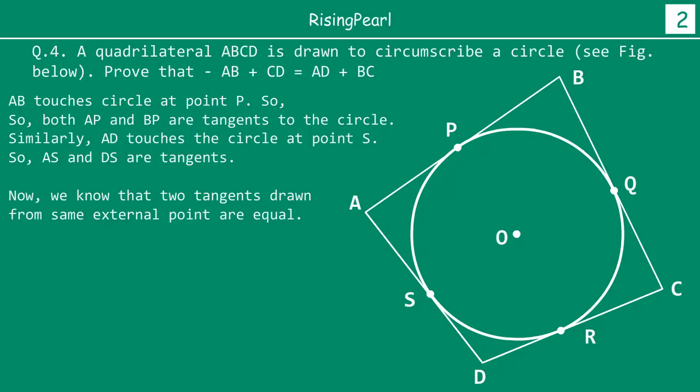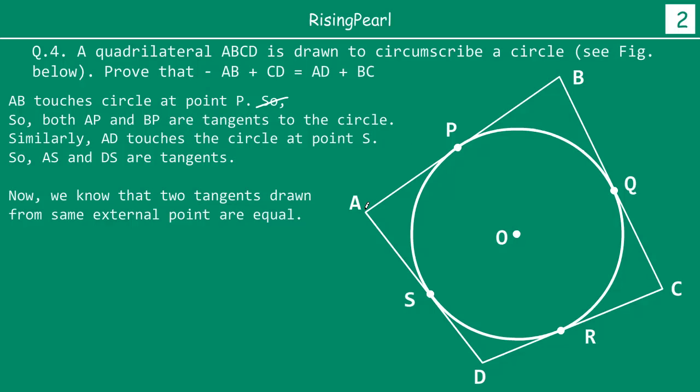So how do we solve this question? AB touches the circle at point P. First of all, let's name the 4 points where the quadrilateral ABCD touches the circle. Let's say it touches the circle at P, Q, R, S respectively. Now AB touches the circle at point P, so both AP and BP are tangents to the circle.